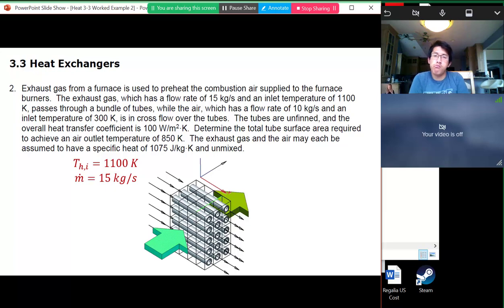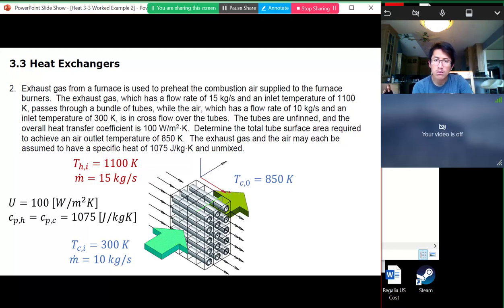Right? So here we have a hot inlet temperature that we're given. I took a picture from the internet. We know that the inlet temperature on the hot side is given. The inlet temperature on the cold side is given. And the outlet temperature on the cold side we know, and we know U, and we know the CP values. And we're asked to find the area of the tube.